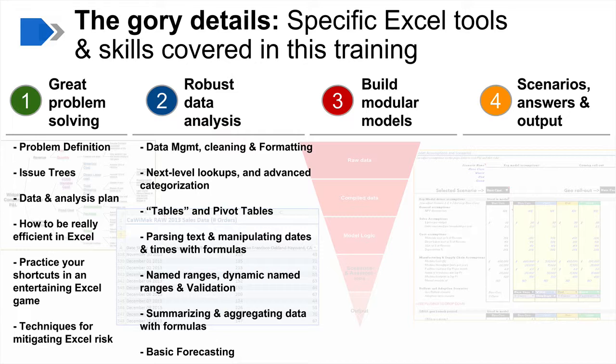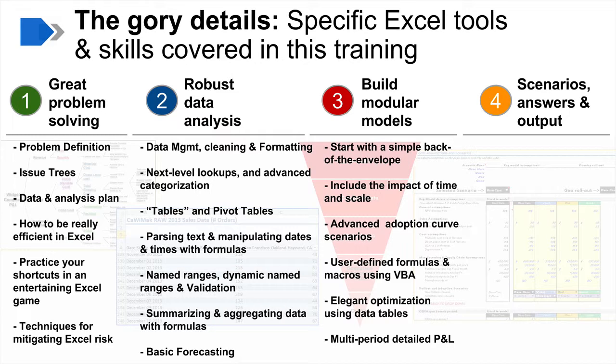We'll look at named ranges, dynamic name ranges, and data validation, and we'll include some general aggregation formula and look at some basic forecasting. Then we get on to building a model, where we look at converting your issue tree into a back-of-the-envelope model, and then gradually increasing its complexity by including the effects of time, scale, and adoption. For the more advanced users, we'll use VBA to create user-defined functions and macros.